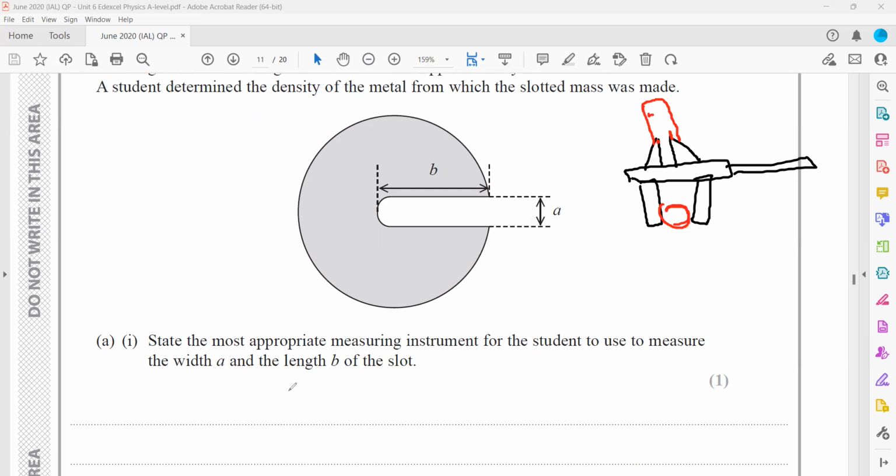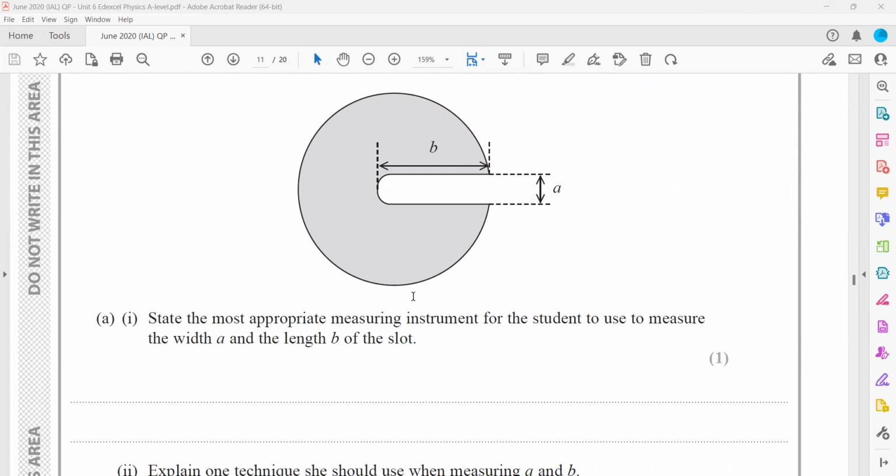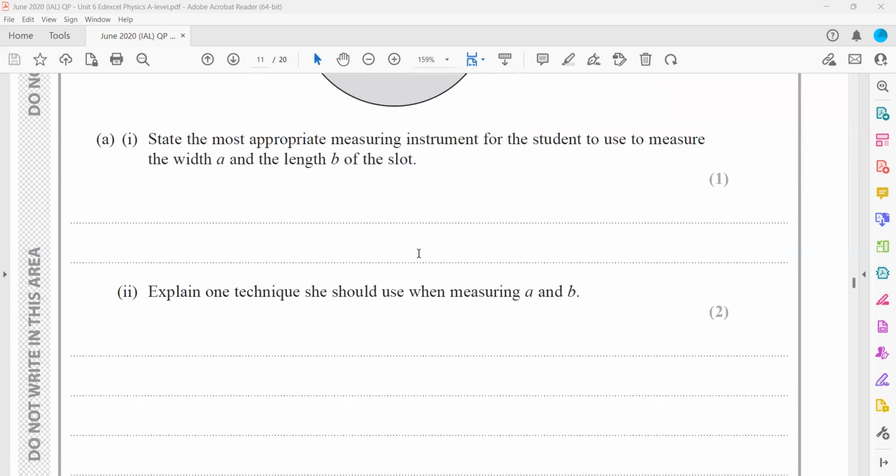So the best instrument here is a vernier caliper. For internal and external diameters, use a vernier caliper. Only for external diameters, a micrometer screw gauge. A micrometer is more accurate, but practically it cannot be used here as we want to measure the internal diameter. Like, it's a slotted mass and we want to measure this part, the internal diameter. That's why it's not suitable, even though external can be measured.